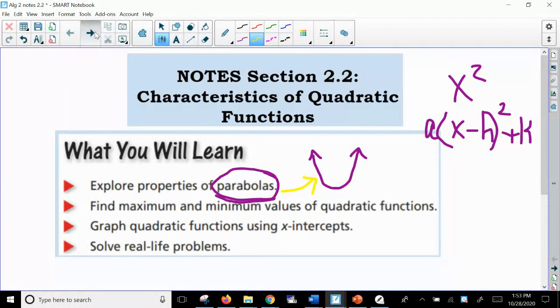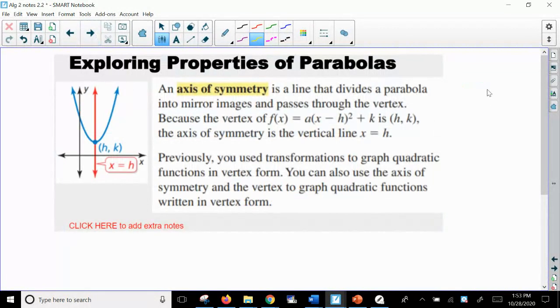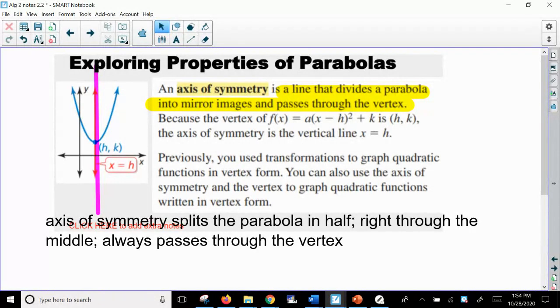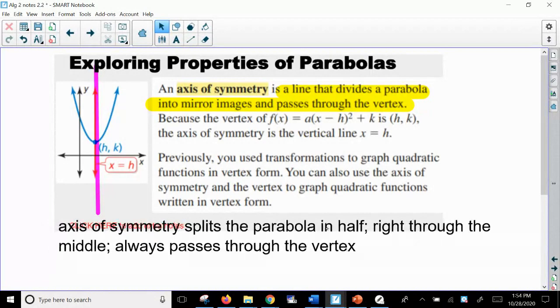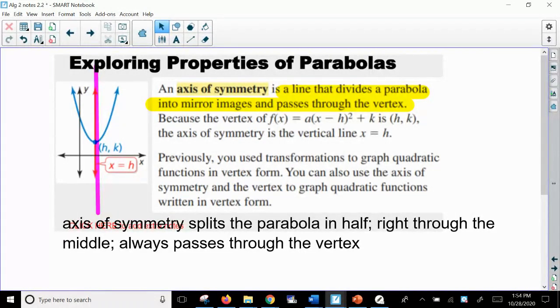All right. So on the next slide, first of all, you need to know what the axis of symmetry is. The axis of symmetry, according to your book, is a line that divides the parabola into mirror images and passes through the vertex. So in the diagram, the red line right here, that is the axis of symmetry. Okay? And what you should notice, for one, is that the axis of symmetry splits the parabola in half, goes right through the middle, and it always passes through the vertex.